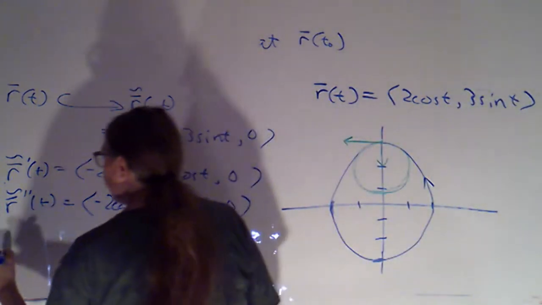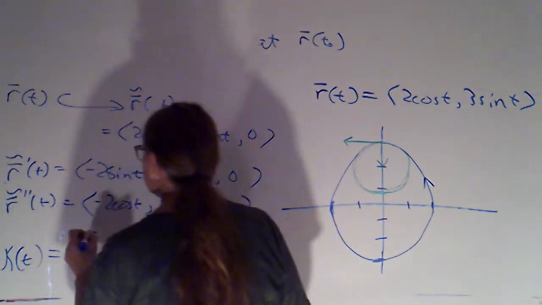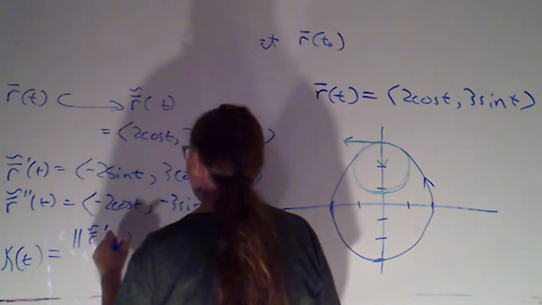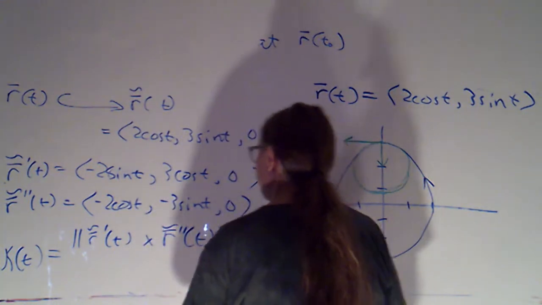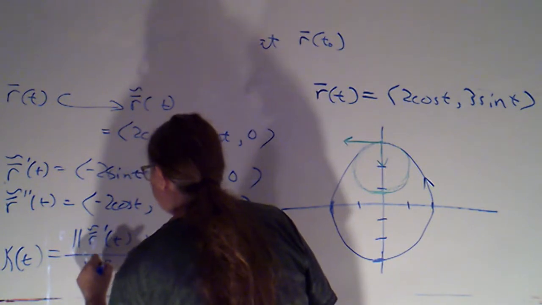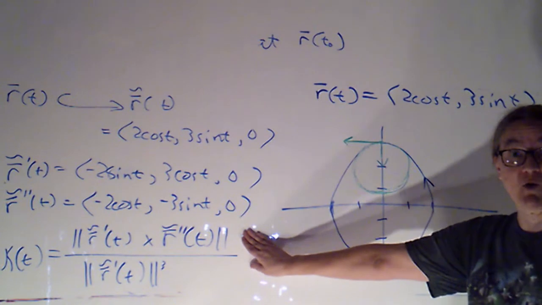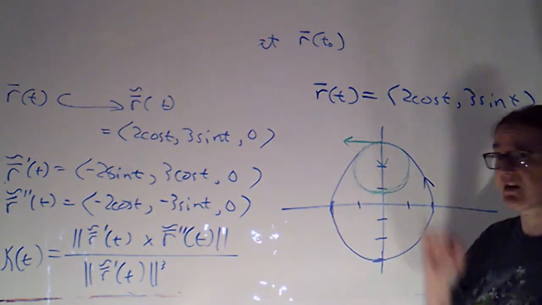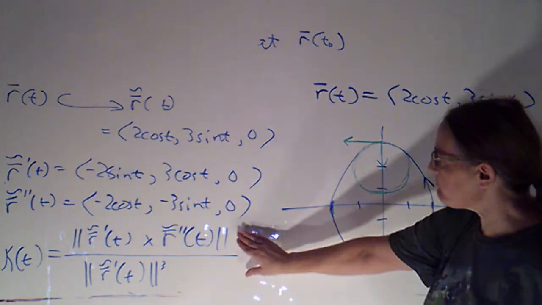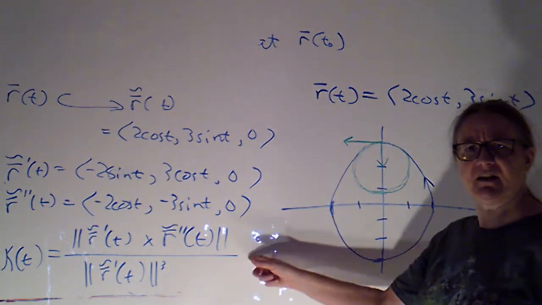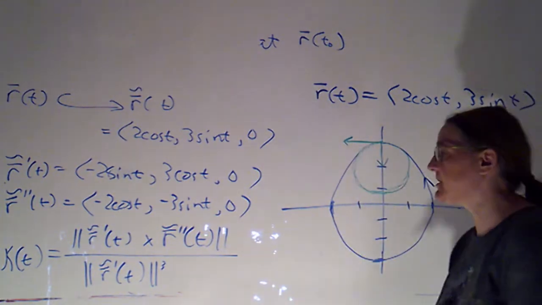I'm going to use the formula that kappa of t is the magnitude of, in this case, r tilde prime crossed with r tilde double prime, over the magnitude of r tilde prime of t cubed. Again, a formula you don't need to have memorized. You might accidentally memorize it just by using it often enough, and I certainly don't object to that. But I generally memorize it whenever I teach this class and then forget it before the next time I teach the class, and then memorize it again, and it comes and goes.